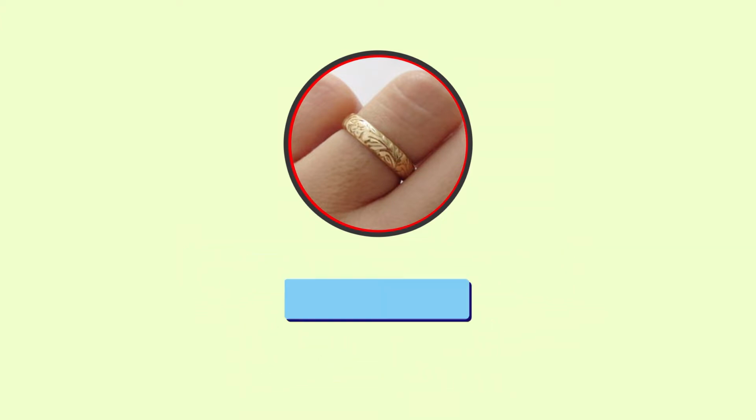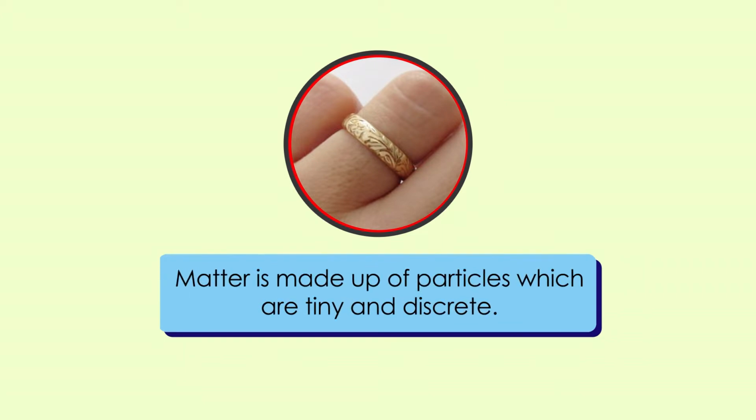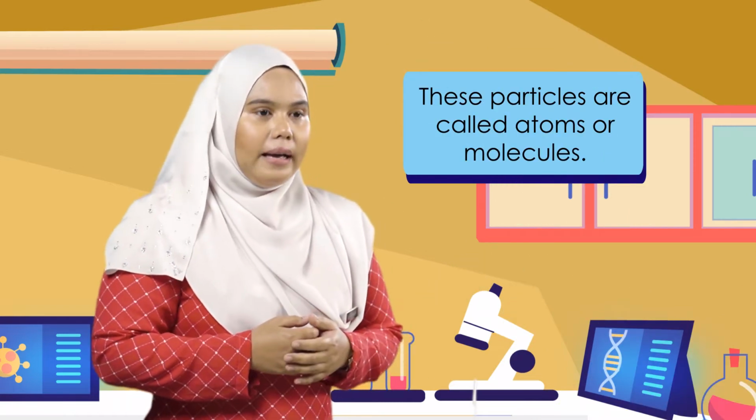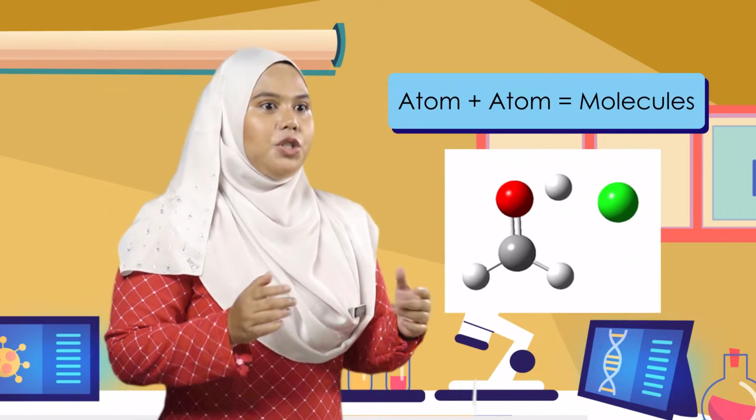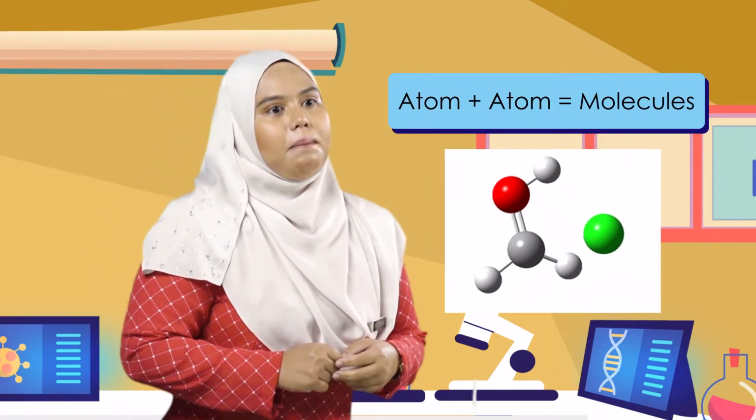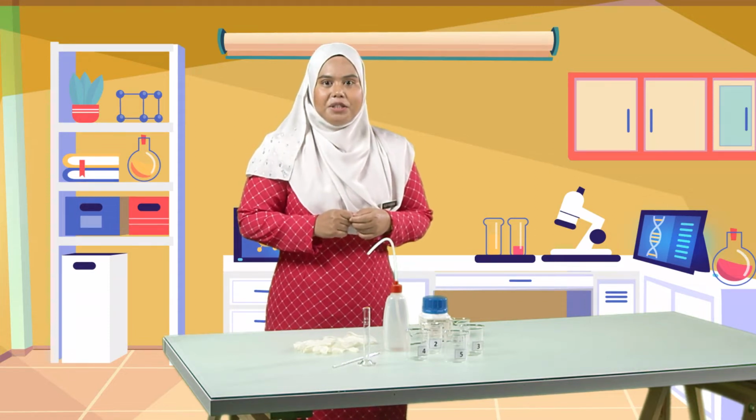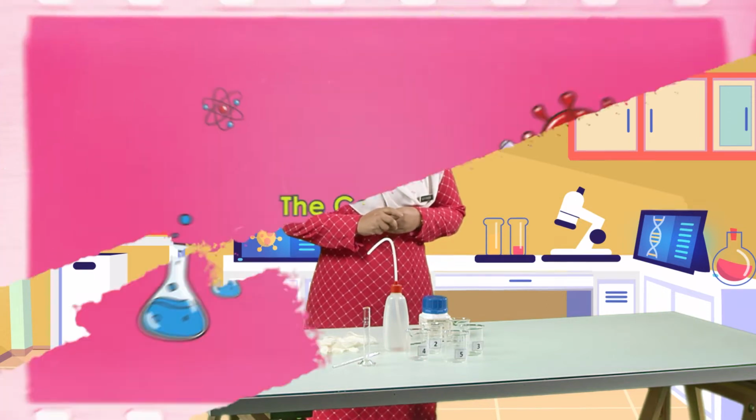But we cannot see the gold particles with our naked eyes or even by using a light microscope. Matter is made up of particles which are tiny and discrete. These particles are called atoms or molecules. Atoms, when they are joined together, become molecules. Before we proceed further with this discussion, let us think about the concept of particles.